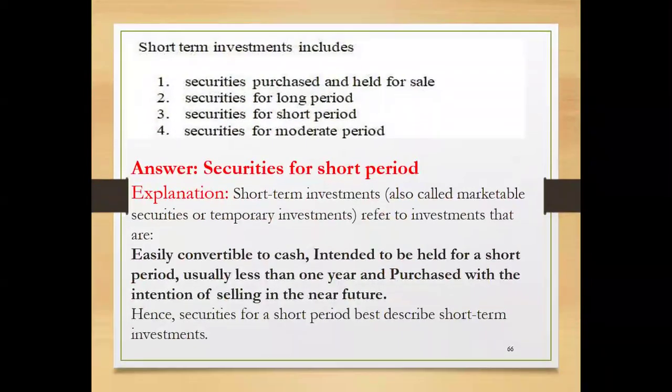Then, short-term investments include securities purchased and held for sale. Securities for long period, no. Securities for short period, yes. Securities for moderate period, no. Short-term investments, also called marketable securities, are temporary investments that are easily convertible into cash, intended to be held for a shorter period, usually less than 1 year, and purchased with the intention of selling in the near future. So short-term investments are nothing but securities which are meant for the shorter period. The next question is, short-term investments include, the same question has been repeated here.